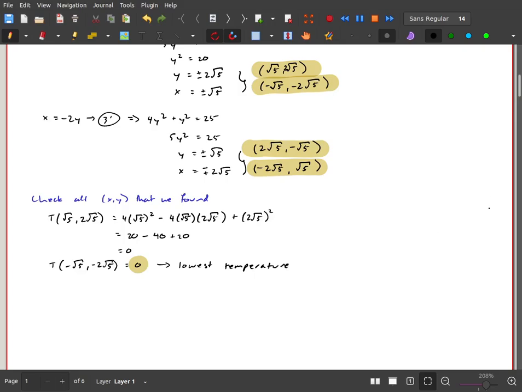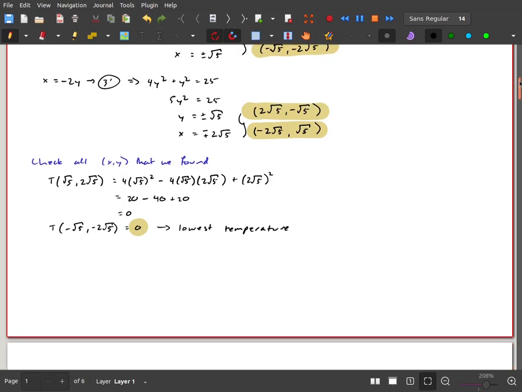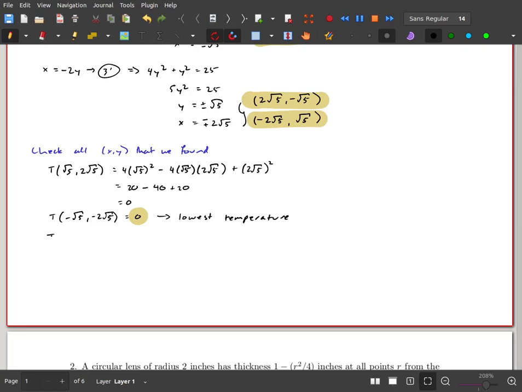So that's our minimum point. Now let's check the other point, which should be the highest. If not, I'll have to erase this and change it.